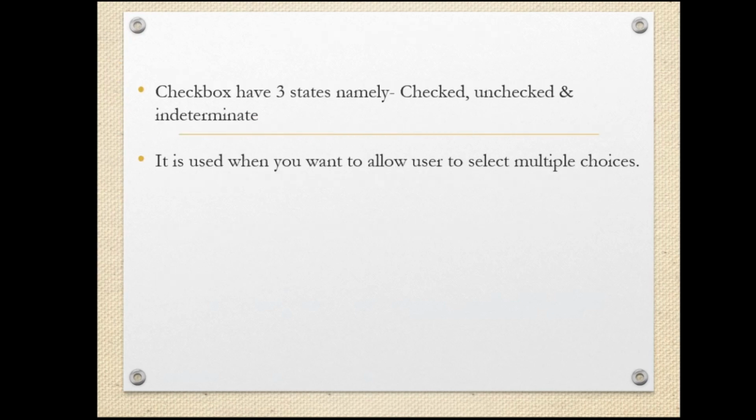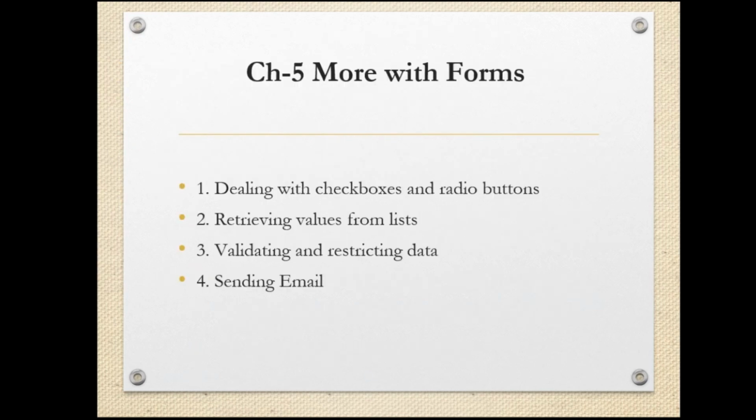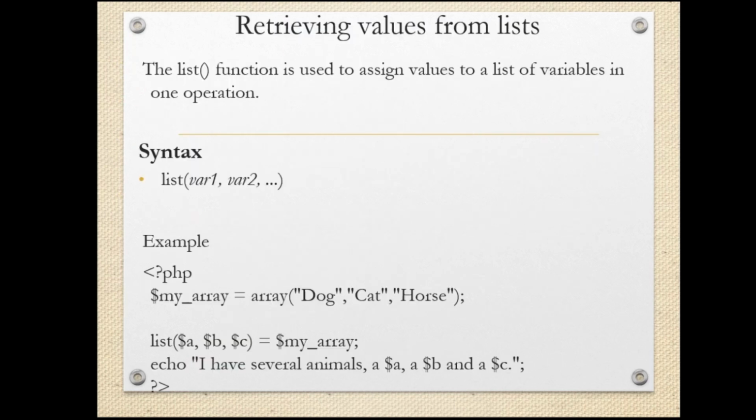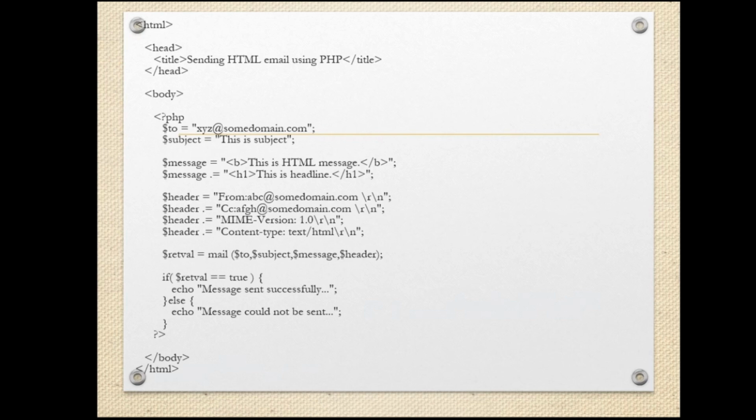A quick recap of what we did in this chapter. We have seen the table content, that is dealing with checkboxes and radio buttons. We have seen retrieving values from the list. We have seen validating and restricting data, and the last one we have seen is sending email. For sending email, we have seen the example. Make sure that you run this example.